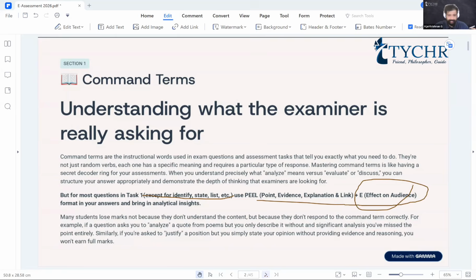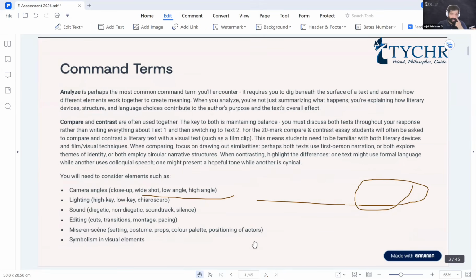Now, here is something which is very important. As you know, task 1 deals with your compare and contrast essay, which becomes your 20-mark, one of the most difficult. When I ask my students which is the most difficult out of all the components, they all say it's compare and contrast, due to the difficulty in structuring the response and understanding. But how to prepare for compare and contrast? That's the first question they ask.